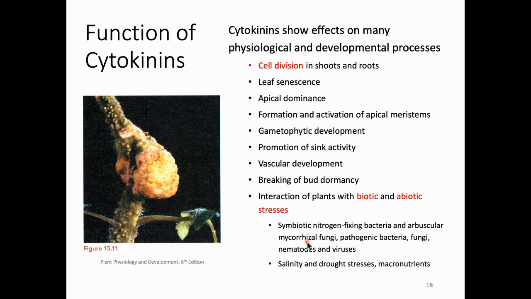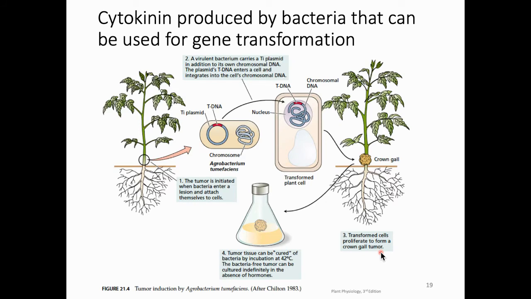It's also involved in symbiotic nitrogen-fixing bacteria or arbuscular mycorrhizal fungi, pathogenic bacteria, fungi, nematode, and viruses, salinities and drought stresses, and macronutrient. And apart from plants, some certain kinds of bacteria can produce cytokinin as well. So in plant biotechnology or molecular biology, we exploit the fact that this bacteria can transfer its genes into the plants.